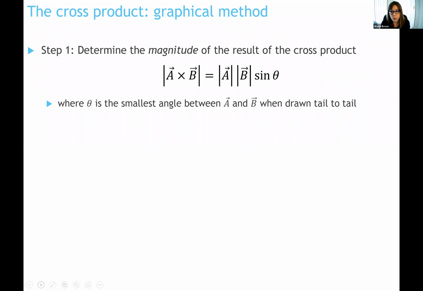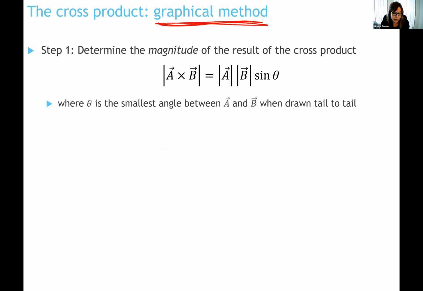So to actually perform a cross product, you can do it in a couple of different ways. The first method I'm going to show you is the graphical method. So this is like drawing arrows, looking at vectors as a picture, and figuring out the cross product in that way. To do it in the graphical method, there are a couple steps here.